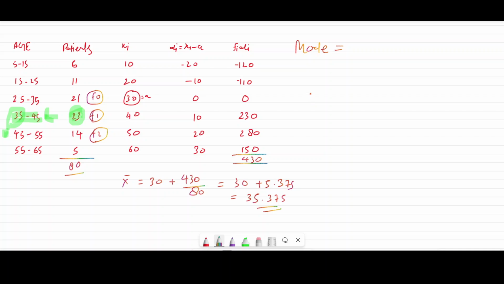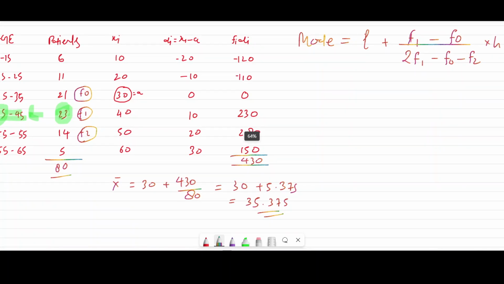Mode will be: first we should write the formula, L plus (F1 minus F0) over (2F1 minus F0 minus F2), into H. This is the formula. Clear?